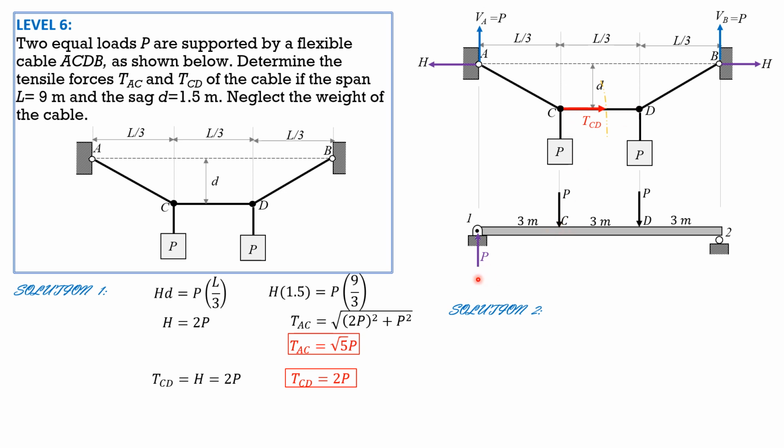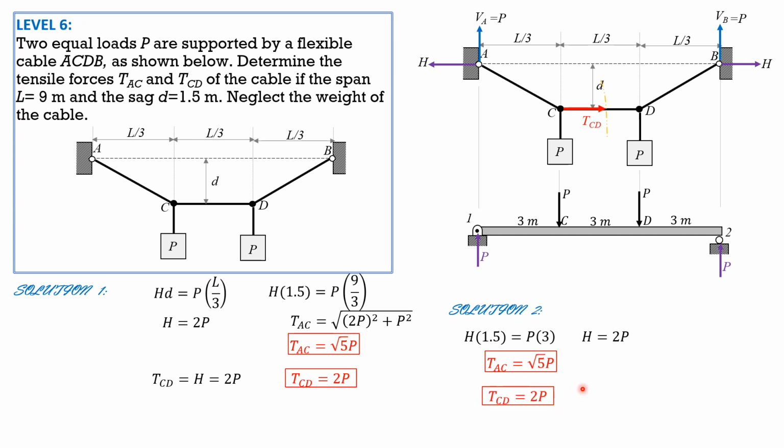And the moment at C is simply, we cut section C and consider the force to the left of that cutting section, so the moment at C is P times 3. So H times 1.5, H times D equals moment at C, which is P times 3. So H is equal to 2P, and with the same calculation as before, tension AC would be square root of 2P quantity square plus P square, so it is square root of 5P. And tension CD, by summing up forces horizontal, would be 2P also.